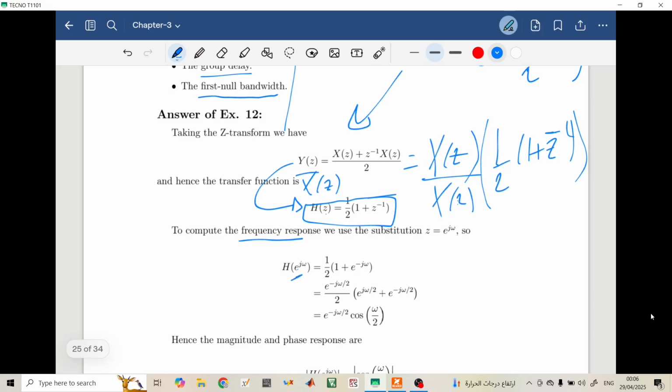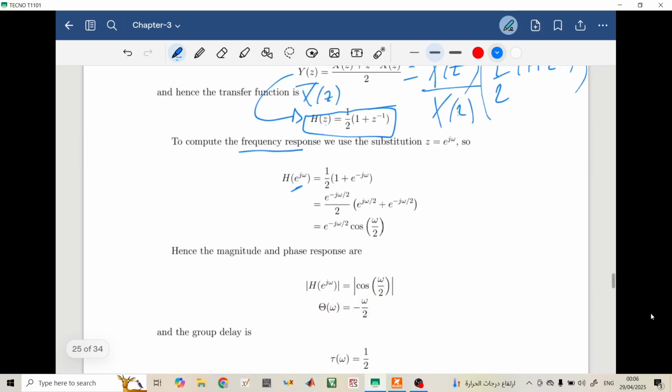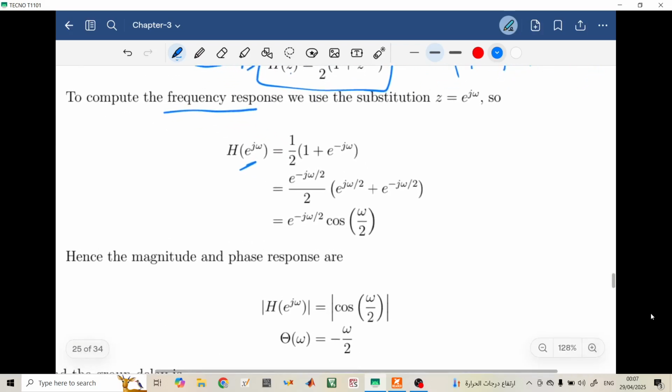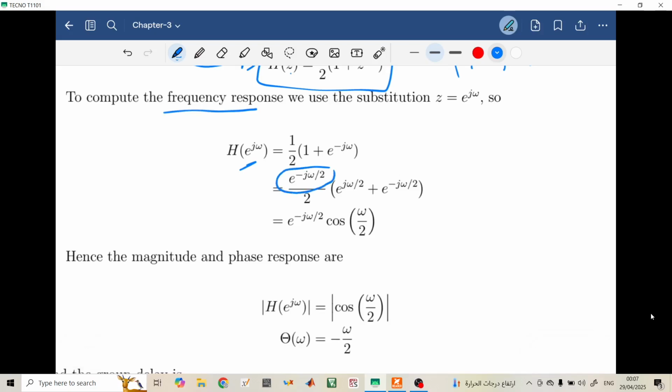Okay, now in this form it doesn't lend itself to analysis, so we perform a little algebraic trick. We take as a common factor exponential minus j omega by 2, so we get this term here. This equals actually the cosine of omega by 2, right?